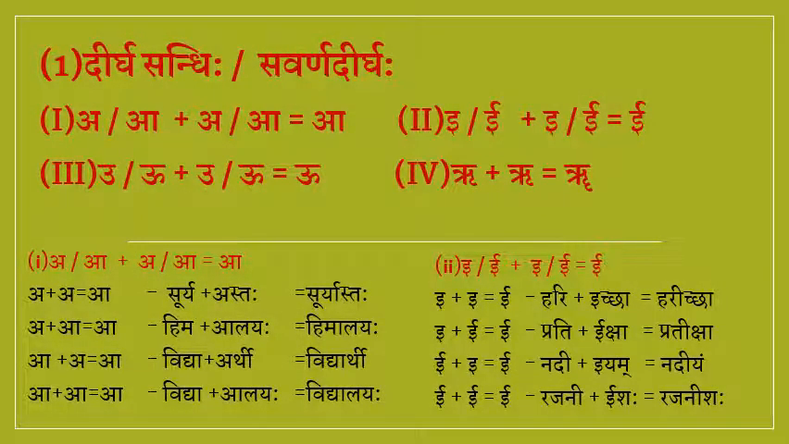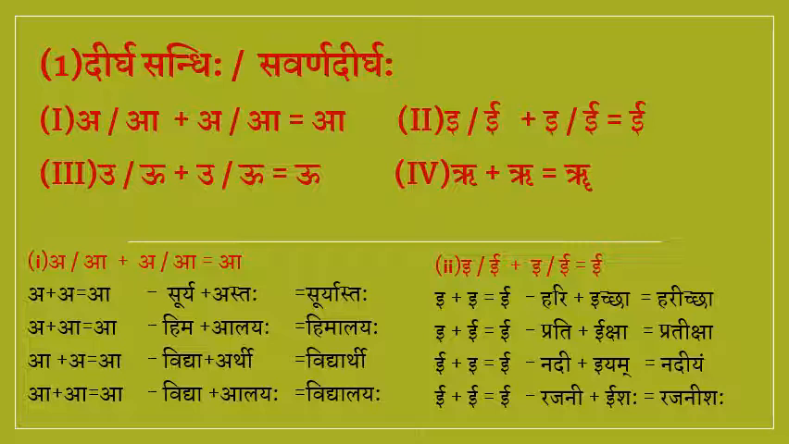In Swara Sandhihi, the first one is Dirgha Sandhihi. It has another name, Savarna Dirgha. It has 4 combinations. Dirgha means long form. This Sandhi gives the long form when we put two words together, that's why it is called Dirgha Sandhi. The combinations are in between a, i, u, and r. It gives the long forms a, i, u, r.